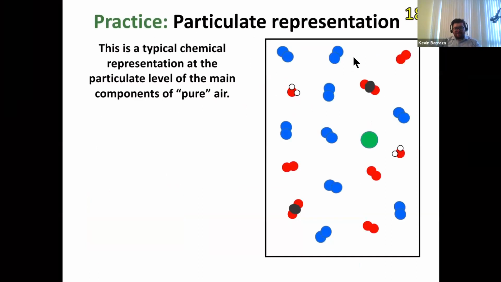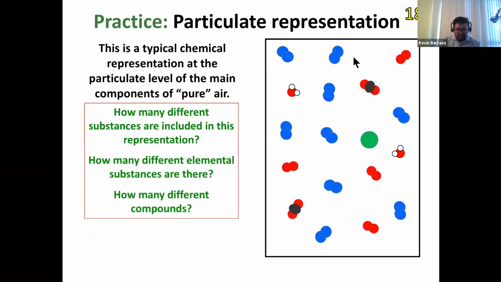Okay, whew, there's a lot of labeling. So let's try it one more time with a picture. This is a typical chemical representation at the particulate level of the main components of pure air. So my question to you is to brainstorm and think about how many different substances are in this representation. So how many different substances? How many different elemental substances are there? And how many different compounds are there?